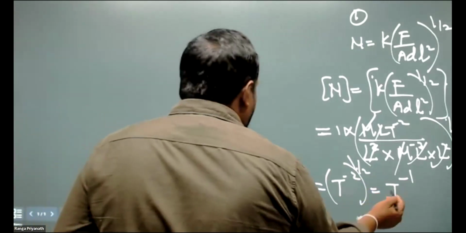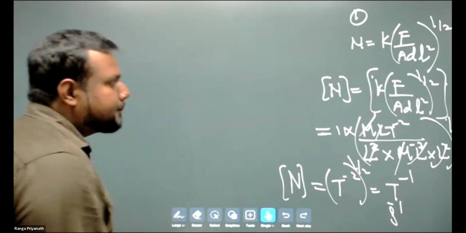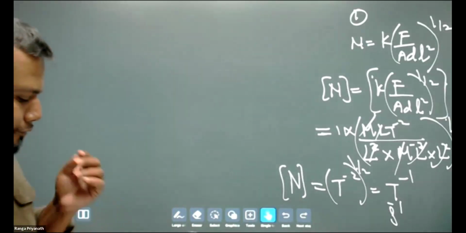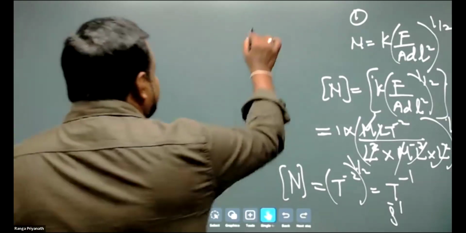The unit of time is what? T means time, no? Second, that is per second. So the answer is number 4. Question number 1, the answer is number 4.